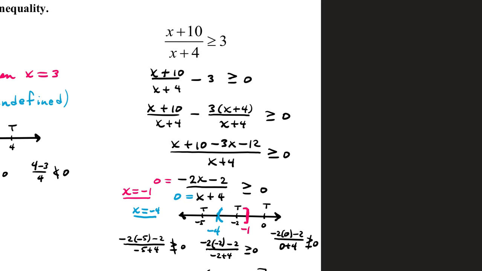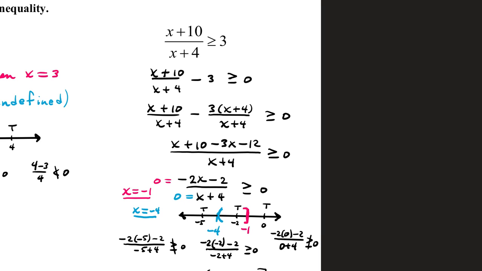-5 was one of our test numbers. -2 times -5 minus 2 over -5 plus 4. And you guys told me in class, 10 minus 2 was 8 over -1. That's not greater than or equal to 0. So this interval does not have our solution numbers.